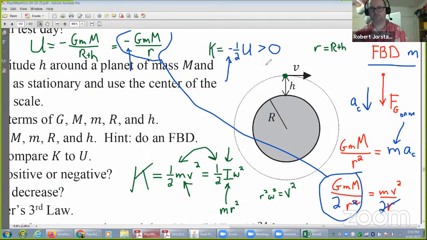All right. So should the total energy be positive or negative? Total energy, if you add the kinetic and the potential, should the total energy be positive or negative?